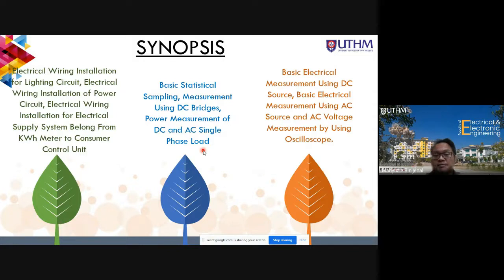We have three types of power, namely real power P, Q, the reactive power, and the last one is S, the apparent power. So these three types of power measurement will be done on AC and DC single phase loads in this particular lab. And then moving on to the third lab, or the last lab.